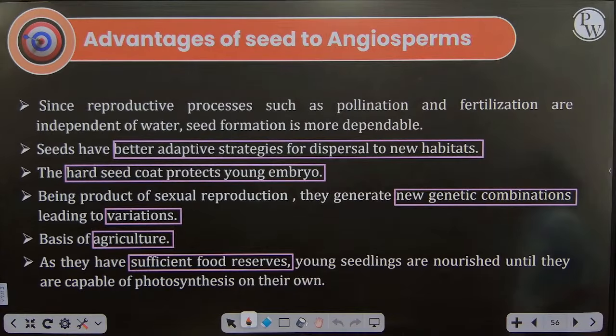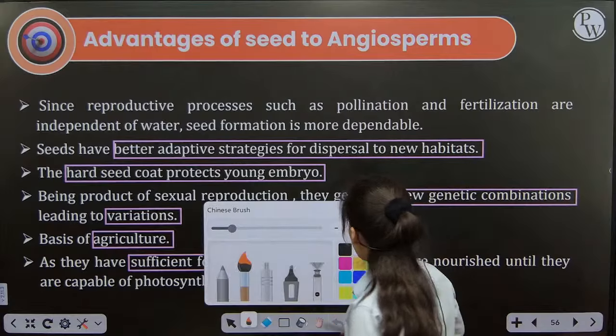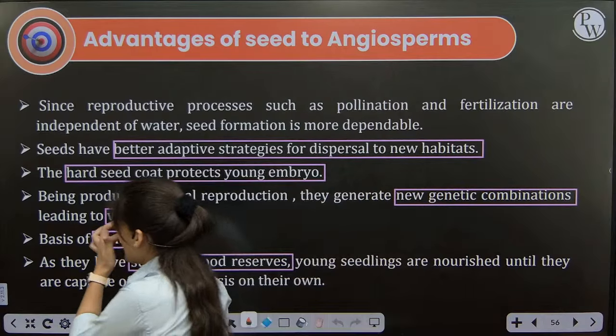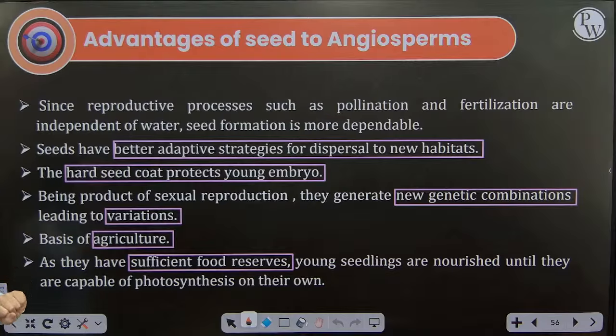Now, advantages of seed to angiosperms. Seeds are the result of sexual reproduction. These are the basis of agriculture. Being a product of sexual reproduction, they provide new genetic combinations and new variations.